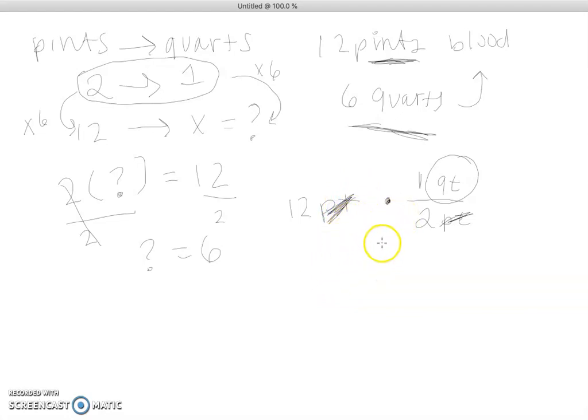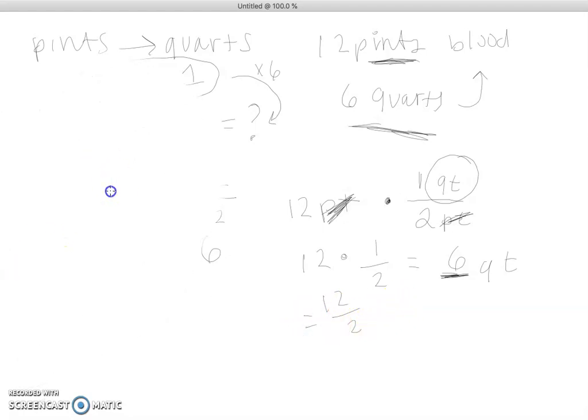We don't need it. So now all we do is 12 times 1/2 is equal to a certain amount of quarts. That's equal to 6, because this is equivalent to 12 divided by 2. Easy, right? Okay, we're going to do one more example.